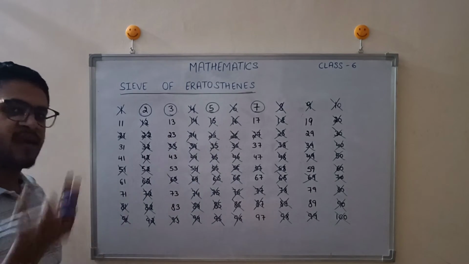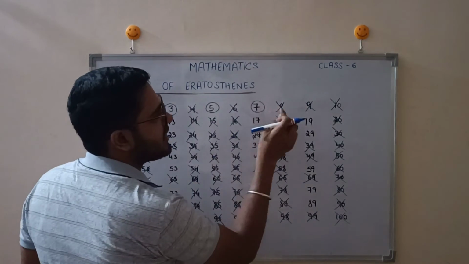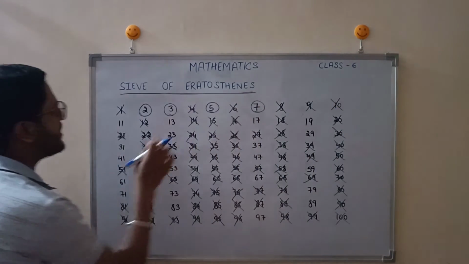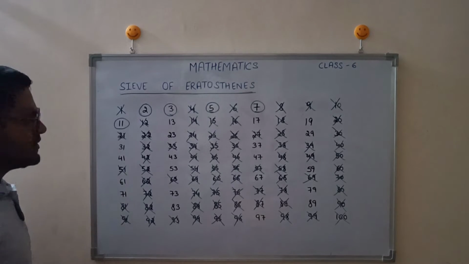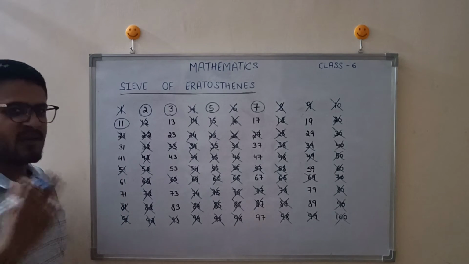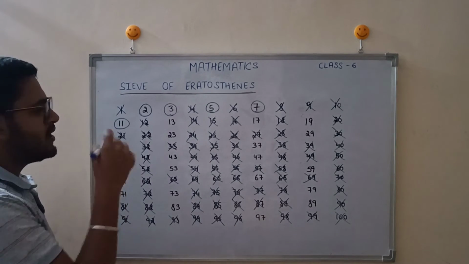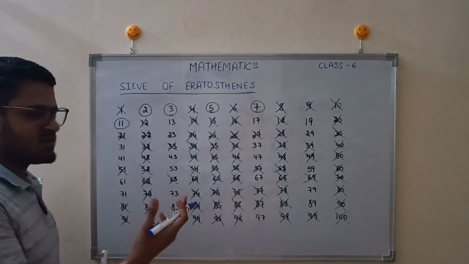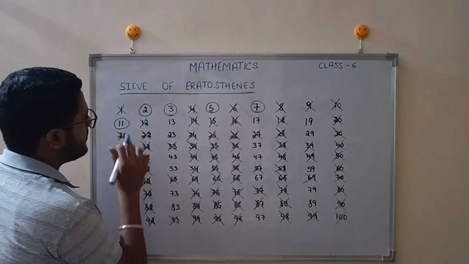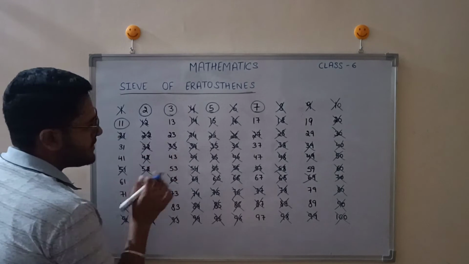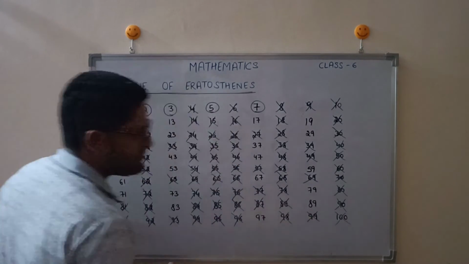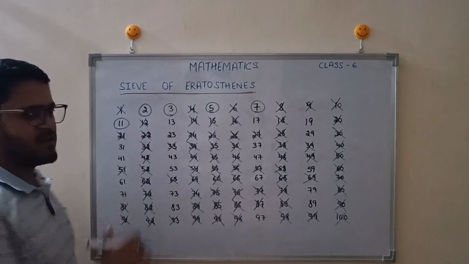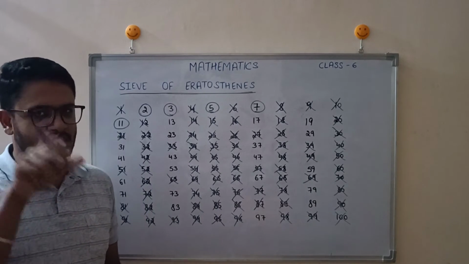Now let's find out the next unmarked number after 7. 8 is marked, 9 is marked, 10 is marked. Now comes 11. Encircle it. Now we will cross out all the multiples of it. Multiples of 11 will be 22, then 33, 44, 55, 66, 77, 88, 99. All of the multiples of 11 are already marked crossed.